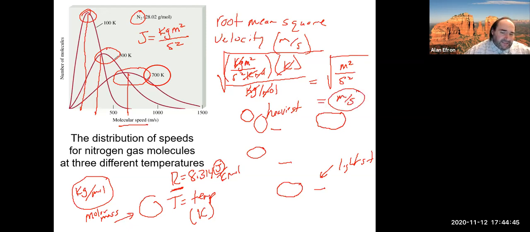The good news is changing those units to kilograms, meters squared, second squared doesn't change the value of R, which is a constant. Really, the only thing you have to worry about in terms of units is that molar mass. You've got to make sure, again, it's in kilograms, so all of the units cancel out correctly. Any questions on that?